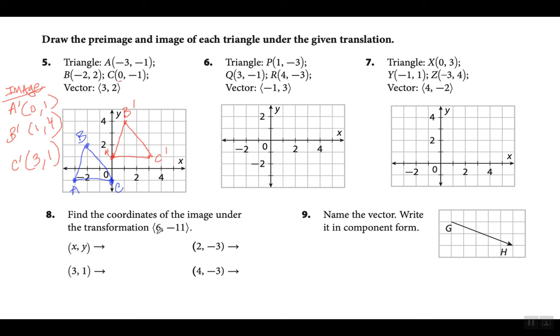Just to look at number 8 real quick. Find the coordinates of the image under the transformation. So again, here's our vector in component form. The 6 tells us that we've got to add 6 to whatever x is. And the negative 11 tells us we've got to subtract 11 from whatever y is. So if I were to write the rule here, I would write this: x plus 6 and y minus 11. That's how I would write the rule.